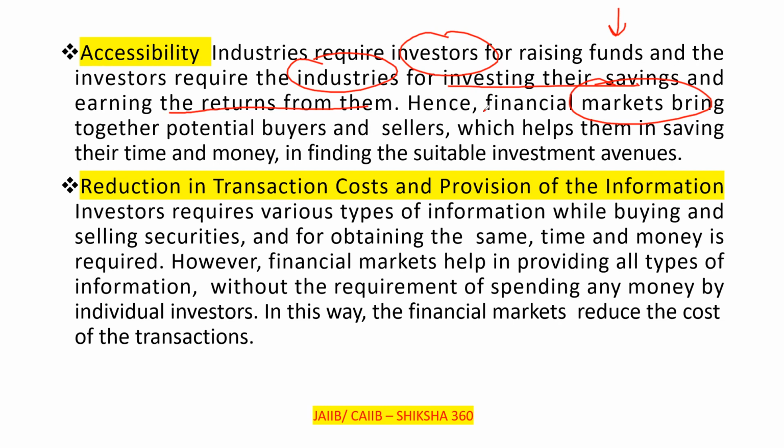Next one, that is a reduction in the transaction cost and provision of the information. Investors require various types of information while buying and selling the securities, and for obtaining the same, time and money is required. However, financial markets help in providing all types of information without the requirement of spending any money by the individual investor. So in this way, the financial market reduces the cost of the transaction.